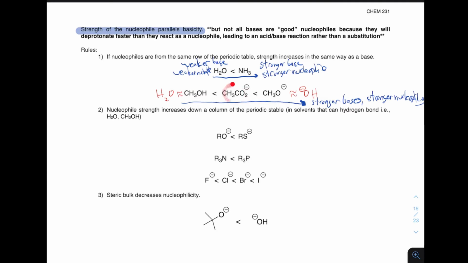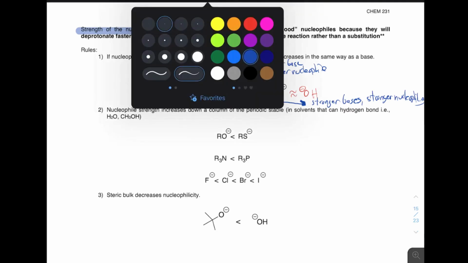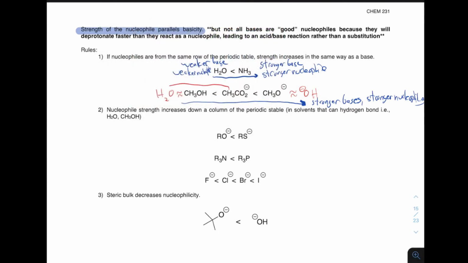And in the middle here, sort of the condensed formula, but the reason why this molecule is in the middle, if you haven't already guessed, is because of resonance. Right, so this negative charge is delocalized, so it's not as harsh of a base as OH minus, but it does still have a negative charge, so it is more basic than methanol or water.